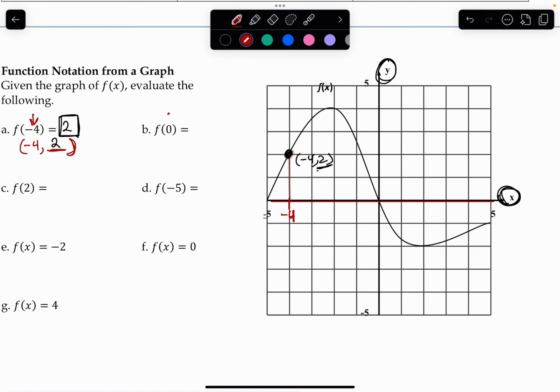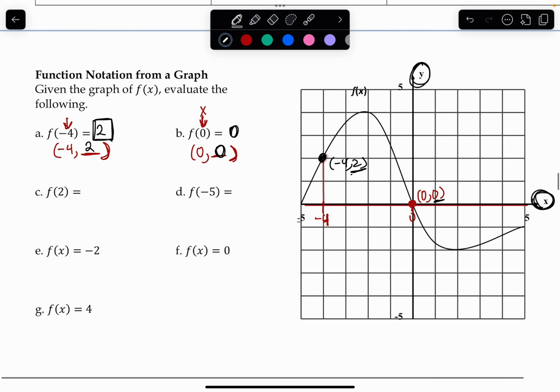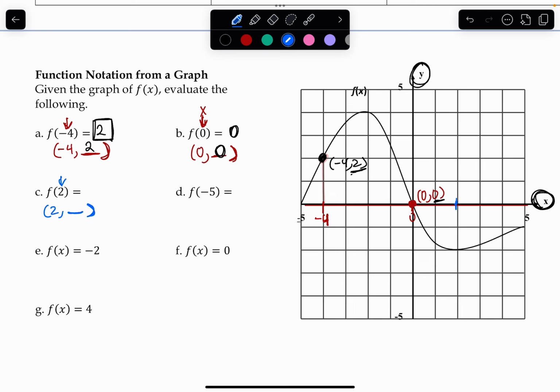Okay, this next one, they're saying f of 0. And so we're going to go to where x is 0. And we're trying to find the output, or the y value. And so the output value, since this point is 0, 0, our output value is 0. So f of 0 is just 0. Here we're given f of 2, so 2 is our x value, and we're trying to find the output, or the y. So we go to where x is 2, and then the y value here would be -2. And so -2 is the output that goes with x equals 2.